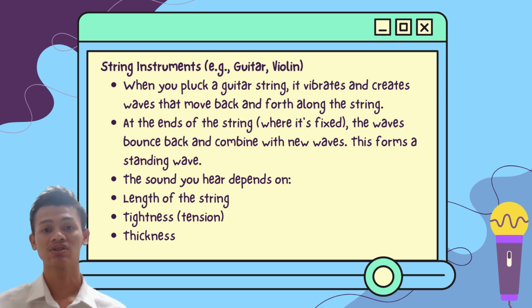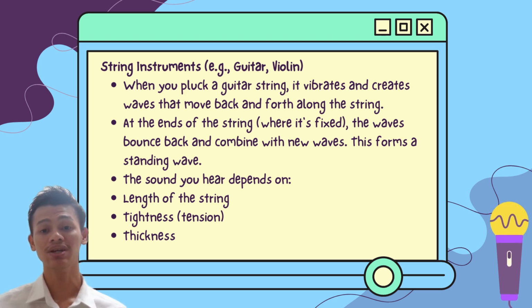First, for string instruments like guitar or violin, when you pluck a guitar string, it vibrates and creates waves that move back and forth along the string. At the end of the string, where it is fixed, the waves bounce back and combine with new waves. This forms a standing wave.